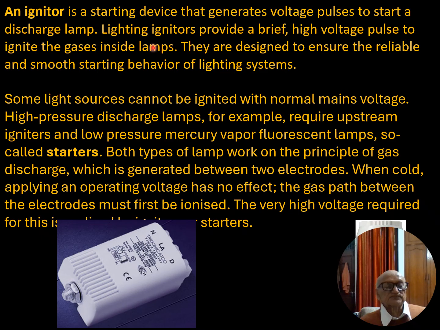The lamp is filled with metal halide and mercury vapor, sodium vapor, this type of thing, and you have to provide a higher voltage. You have to, for clicking them and igniting them so that they start working, because in the first instance they don't have secondary emission. So igniters are required for secondary emission. They are designed to ensure the reliable and smooth starting behavior of the lighting system.